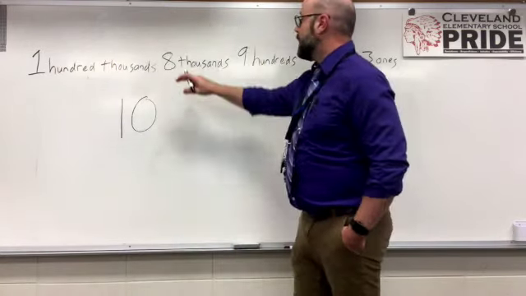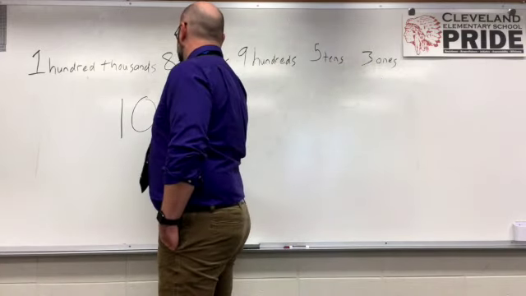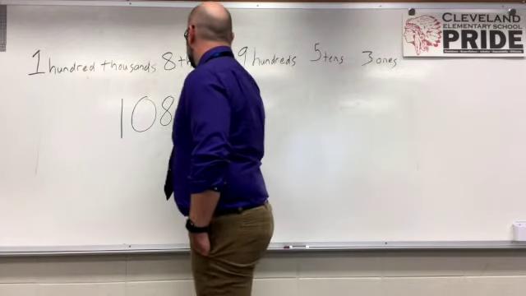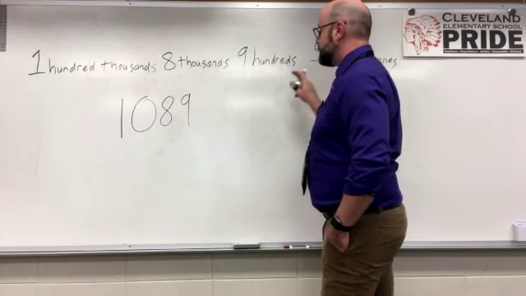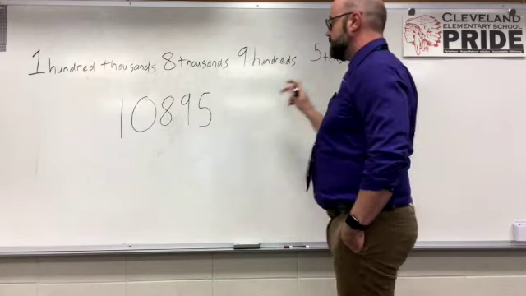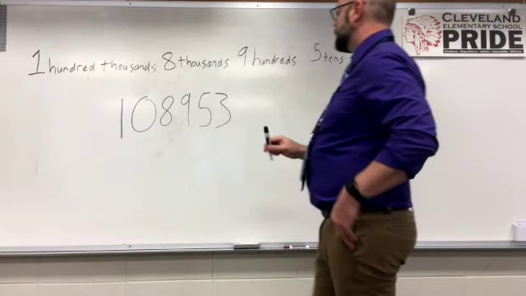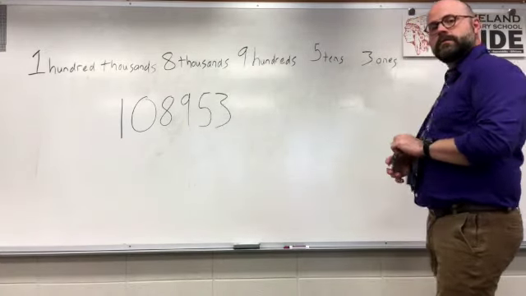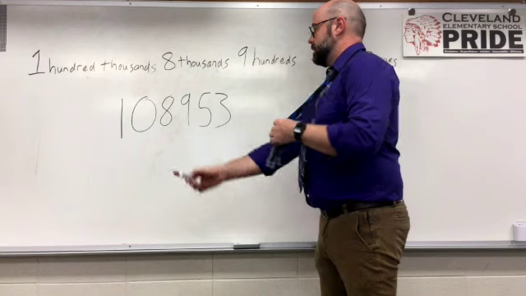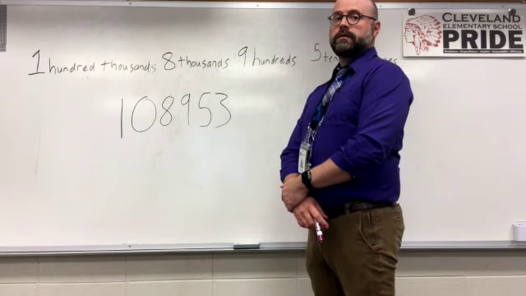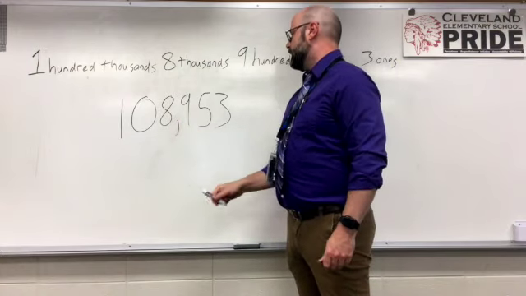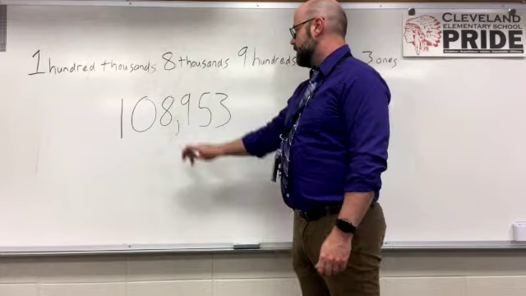Then in our thousands spot we have 8. All right, and then we're moving on. 900s, 5 tens, and then 3 ones. Bingo. Am I done? No. I'm missing one thing. What am I missing? Hopefully you said comma. And hopefully you said it goes between the 8 and the 9, because we have 1, 2, 3 numbers here. Comma.